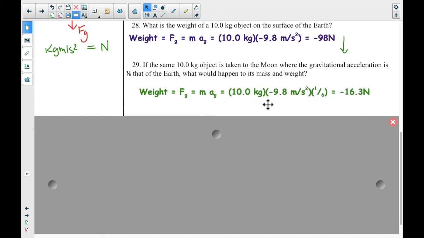So I have the same equation, 10 kilograms, negative 9.8 meters per second squared, and now I'm going to multiply that by 1/6 because that's 1/6 of gravity, and that's going to give me a new number. So if you take this same object, that's 10 kilograms, has 98 newtons on Earth, it's going to be 16 newtons on the moon, which just means it's going to feel like it weighs less. Of course, it has the same mass, it's just going to feel like it weighs less.